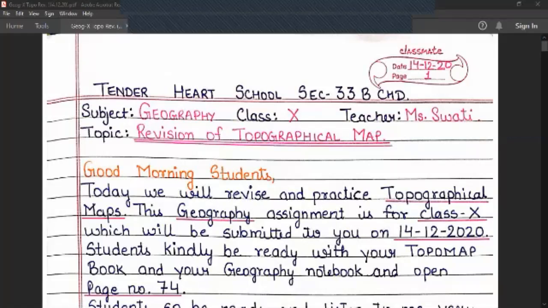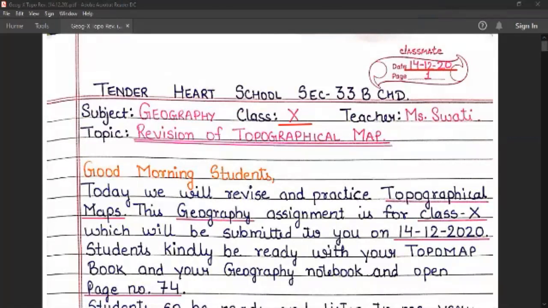Good morning, students. Today, we will revise and practice topographical maps. This geography assignment is for class 10th, which will be submitted to you on 14th of December 2020.